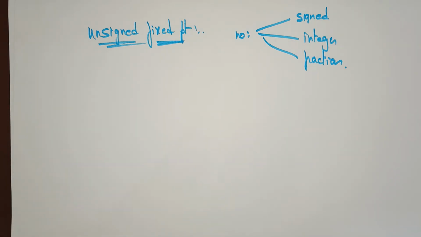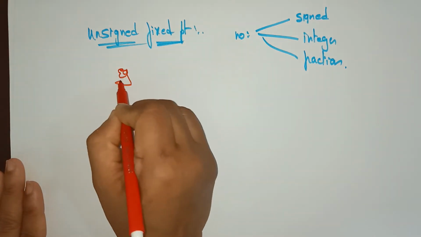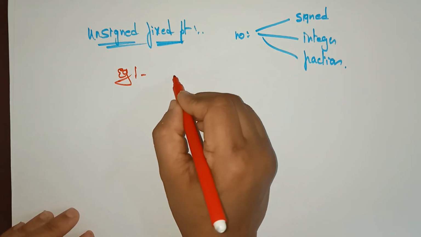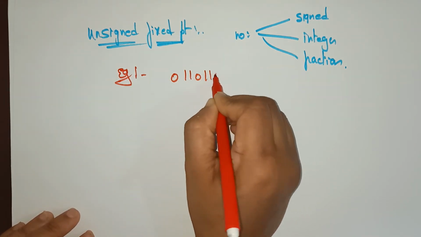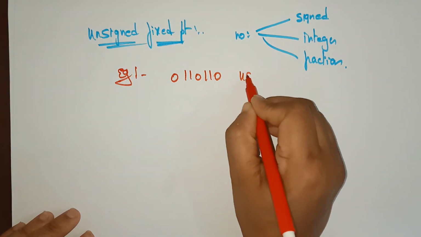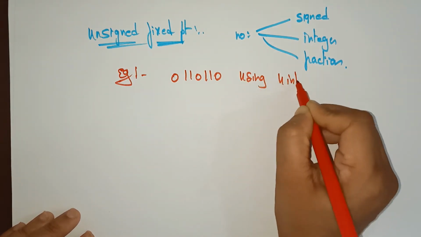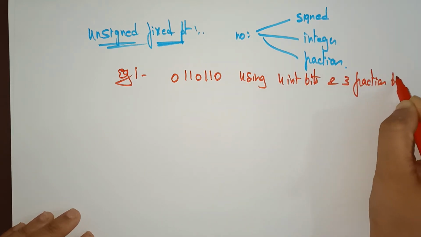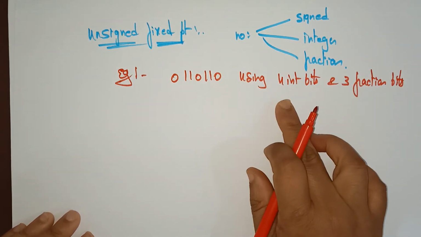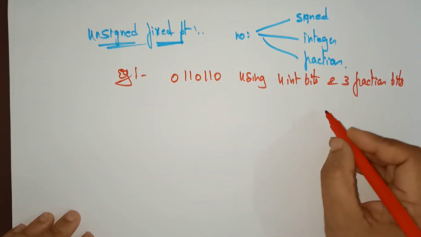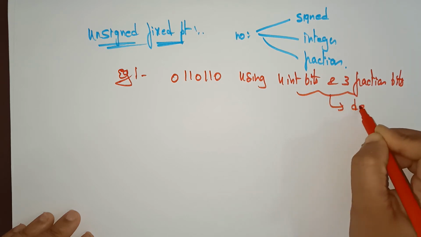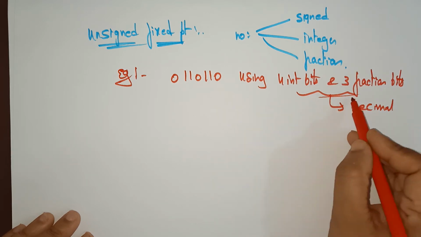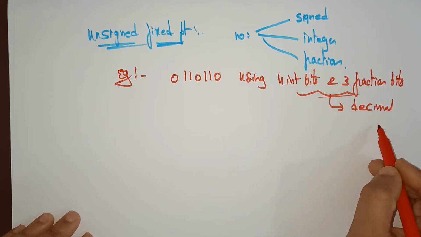Let me explain with an example. Represent a fixed point representation of an unsigned binary number. Let's take this as my unsigned binary number, using 4 int bits and 3 fraction bits. What do you mean by this? These 4 int bits and 3 fraction bits are necessary to represent the decimal point. Why do we require this condition? To represent the decimal.